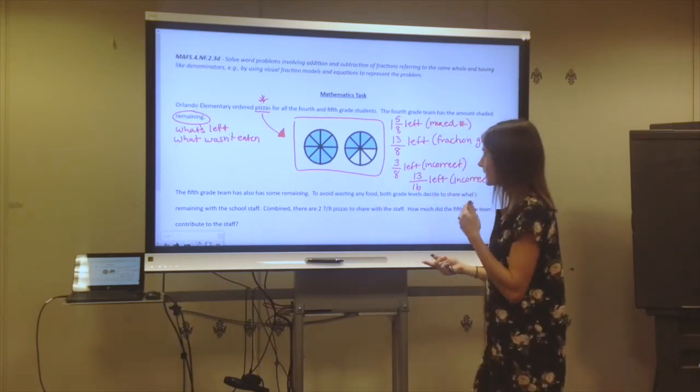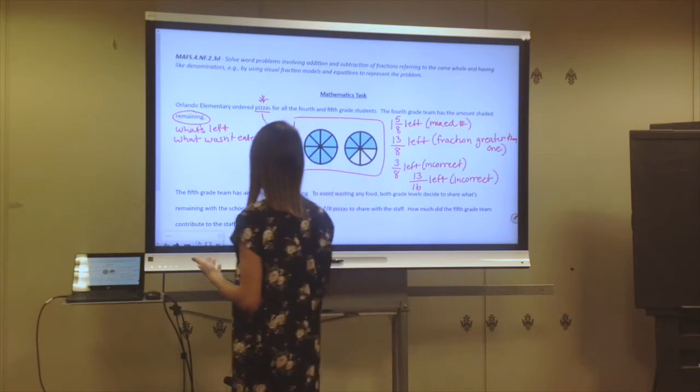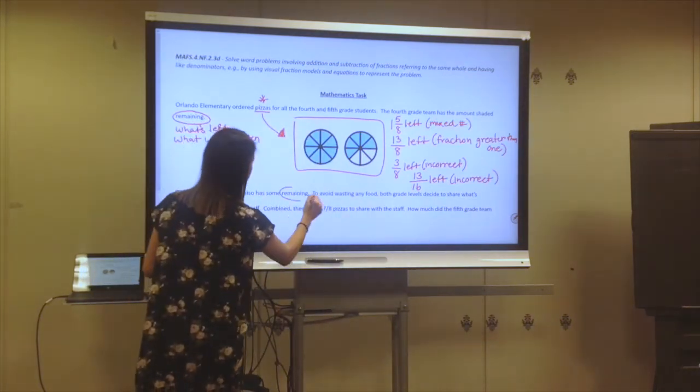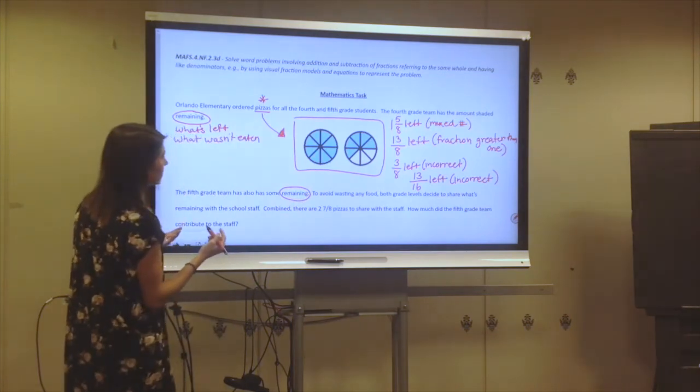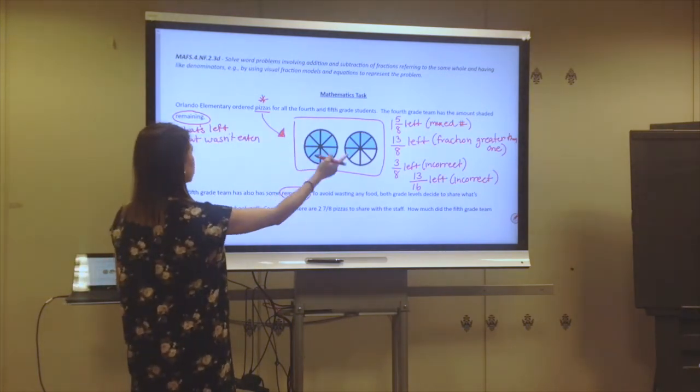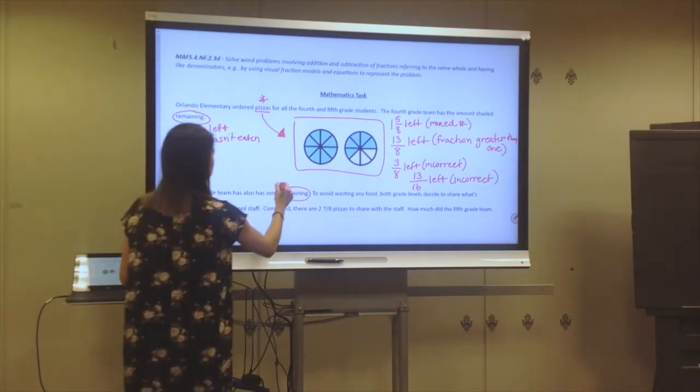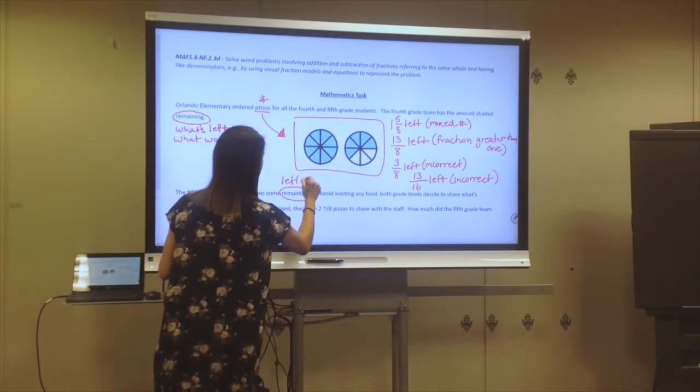And then I'm going to keep reading. It says the 5th grade team also has some remaining, and I noticed that same word again. Nothing's really changed other than in the first part it was about what the 4th grade had remaining, and now this is what the 5th grade has remaining, so that's still really what's left.